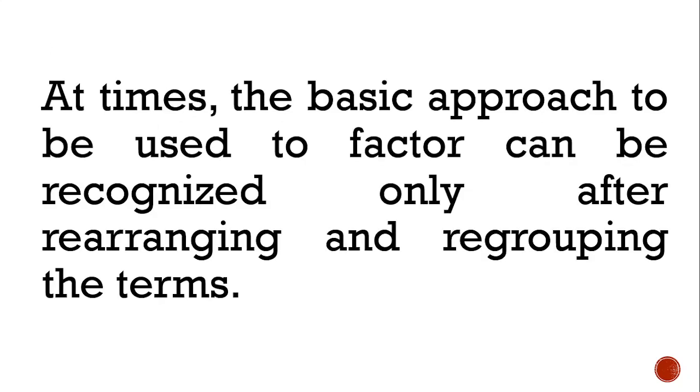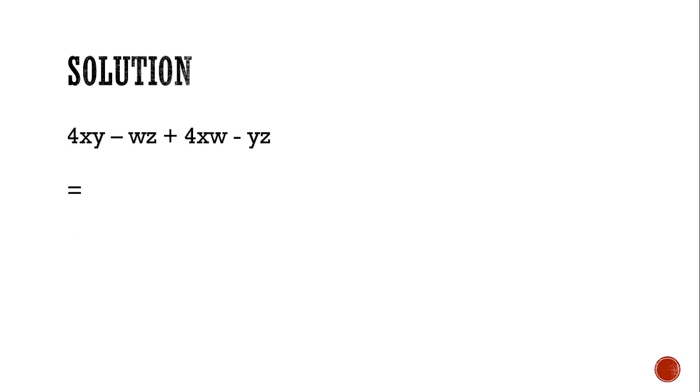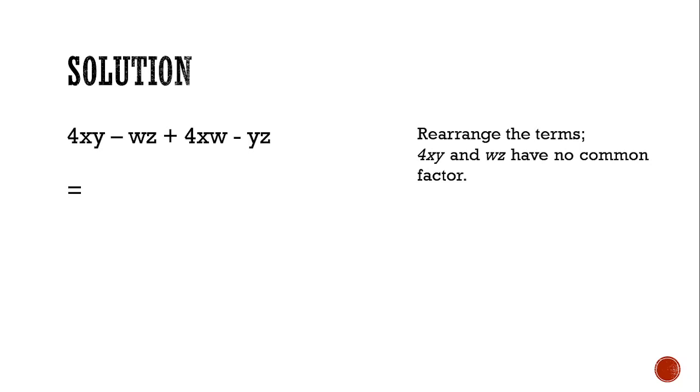At times, the basic approach to be used to factor can be recognized only after rearranging and regrouping the terms. For example, factor 4xy minus wz plus 4xw minus yz completely. Solution, rewrite natin yung ating problem. Rearrange the terms. Why? Because 4xy and wz have no common factor. So, ito na yung maging result once na ating ni-regroup or rearrange ang terms.